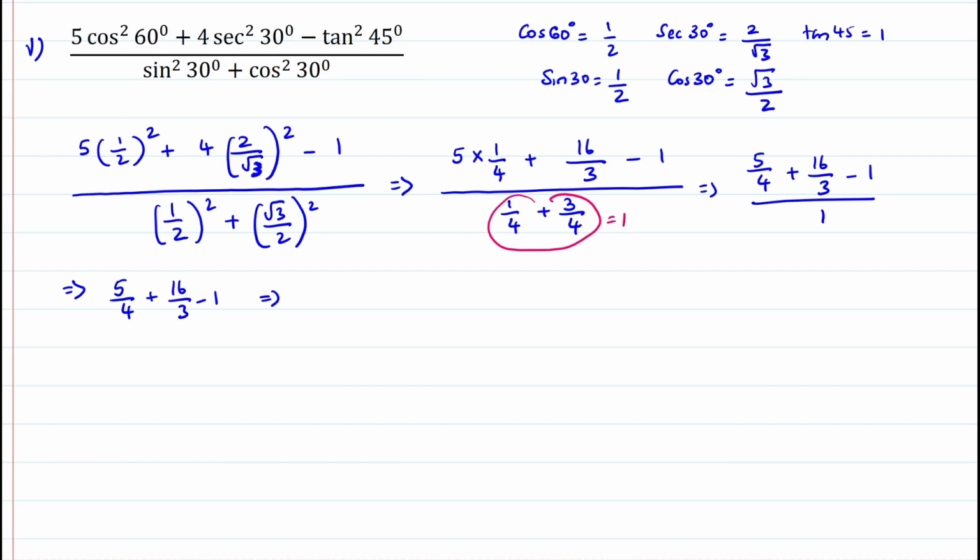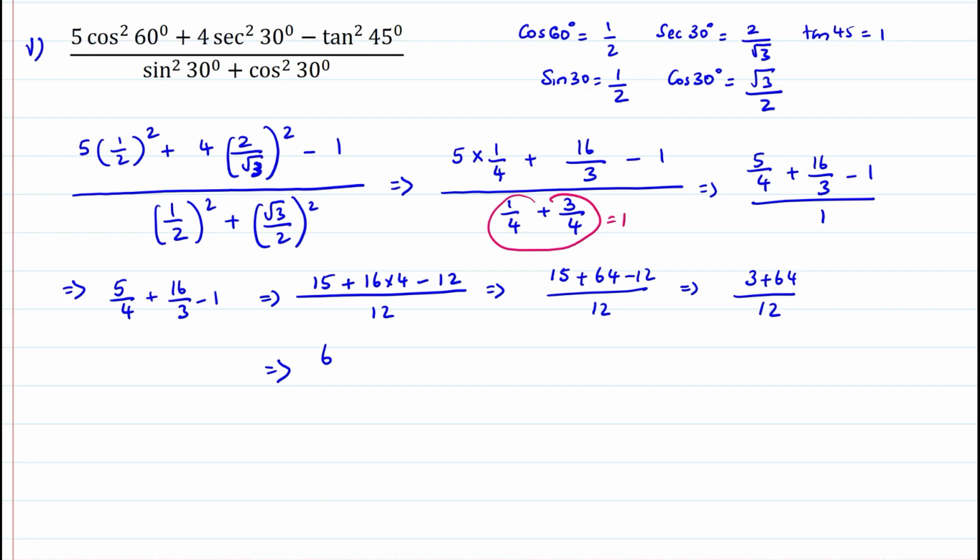This implies, let's take 12 as LCM. 5 3s are 15 plus 16 into 4 minus 12. This will be equal to 15 plus 64 minus 12 divided by 12, that equals 3 plus 64 divided by 12, and the answer will be equal to 67 by 12. This is the answer for this particular question.